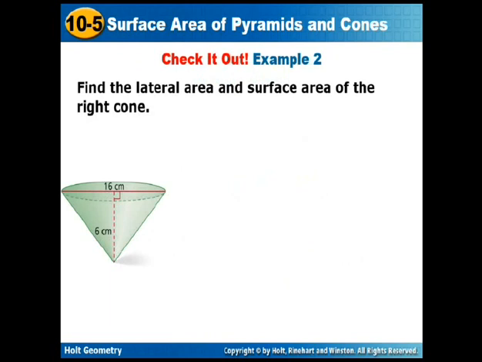Find the lateral area and surface area of the right cone, which is shown in the figure. Look here, we have a problem: as you can see, we don't have the slant height. We have the altitude, the real height, which is 6 centimeters, but we don't know the slant height, this one. This is the slant height, which we need to find the lateral area.